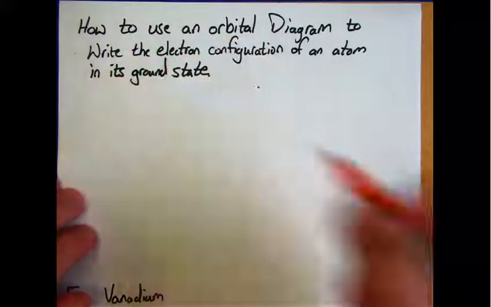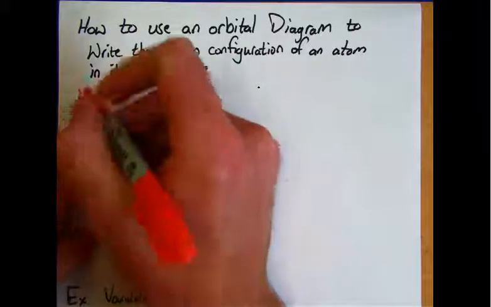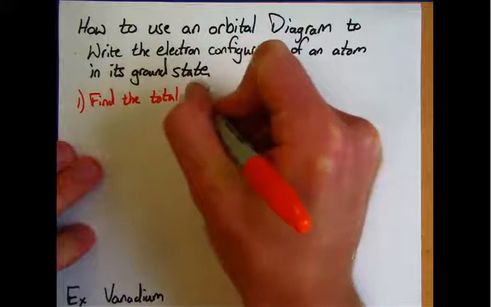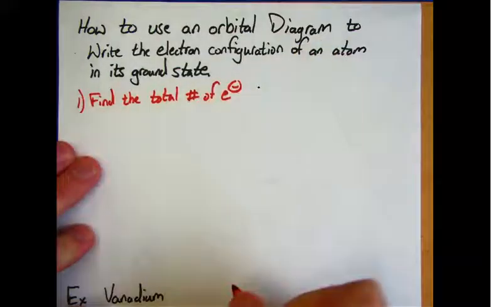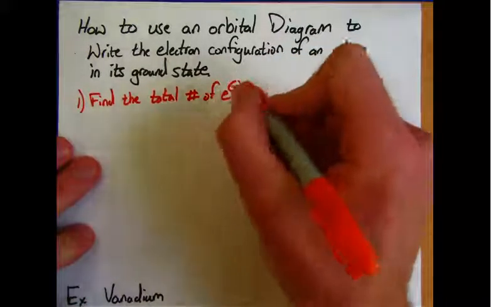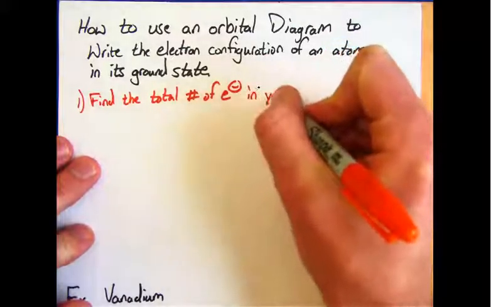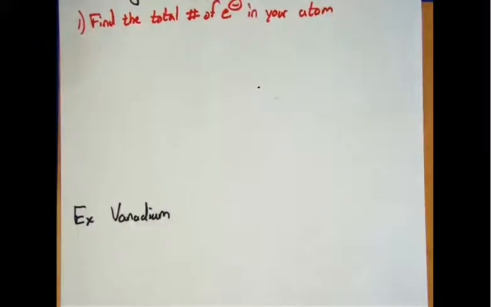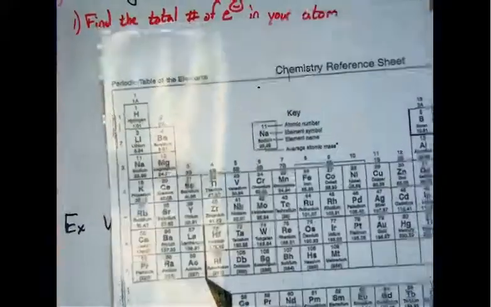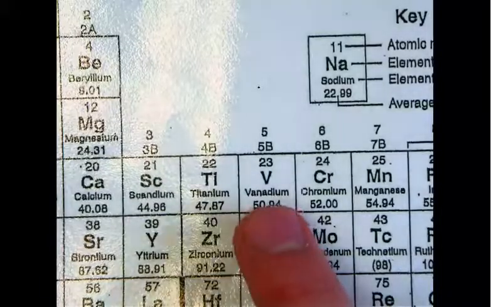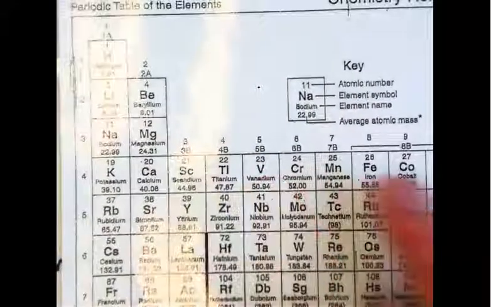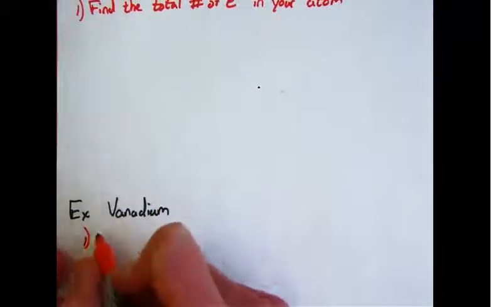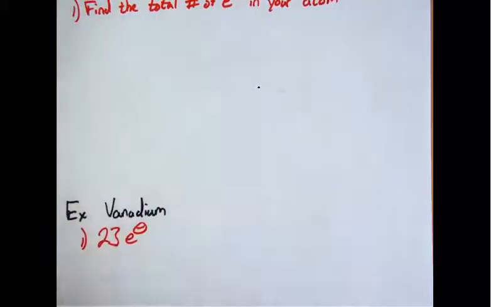So the first step to use an orbital diagram is to find the total number of electrons. E minus just stands for electrons in most cases, and this is going to be one of them. Find the total number of electrons in your atom. My example problem down here is vanadium, which is right here on our periodic table. Vanadium, atomic number 23. Atomic number 23 means that when it's neutral, it's going to have 23 protons and also 23 electrons. So with vanadium, we note that this has 23 electrons. Perfect.